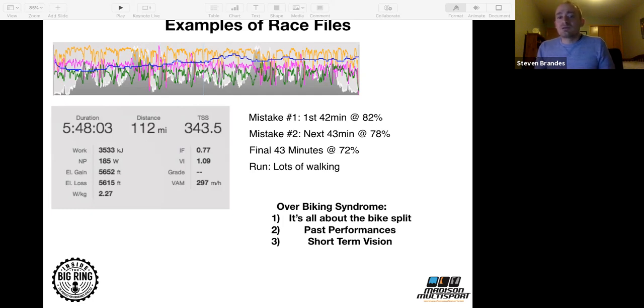So chasing old numbers, how'd that work out? Not super good. And just short-term thinking. It's like, this feels good right here. I should just ride this. Well, I still have 5 hours left. No, just think long-term. What are you doing right now that's going to affect you later?